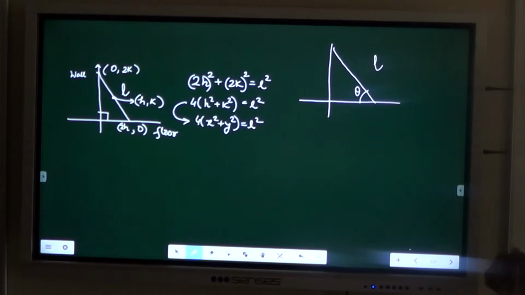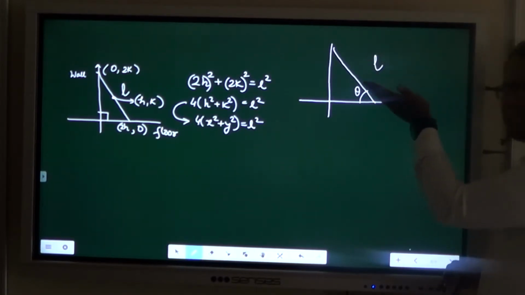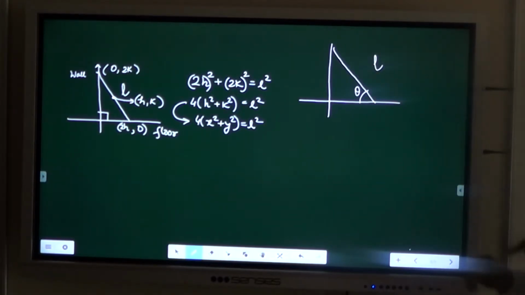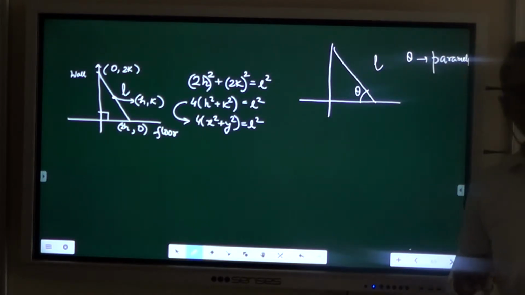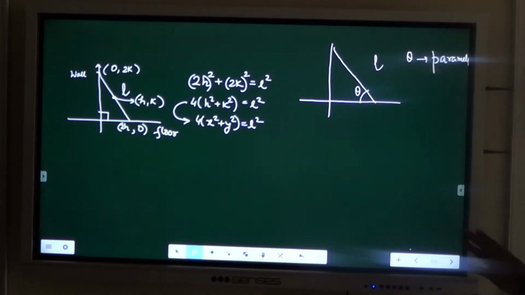Right? Now, as the stick is sliding, theta is changing. So theta is what we call a parameter. And ensure that whenever you are writing a locus, you must never include your parameter in your final equation. If you are doing that, that would be marked as wrong. Theta is something which you introduced, so you should take it out also. I will tell you how in this problem.